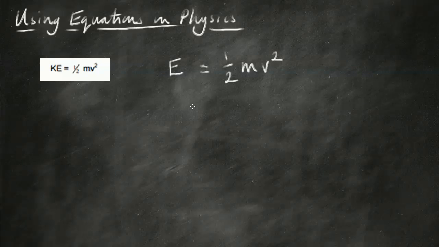So let's say we want to rearrange it for mass or velocity. Let's have a little crack at that. Mass is not too difficult, so we'd use the inverse of operations.